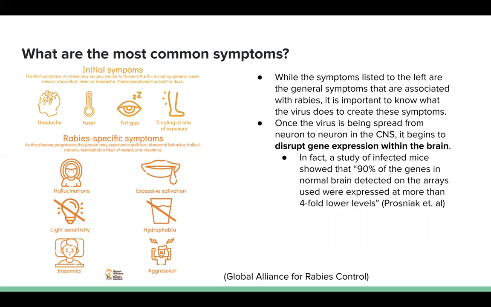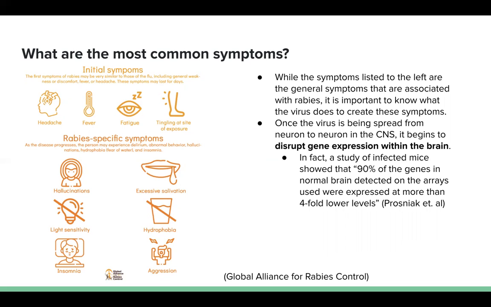However, it is important to understand how the virus itself creates these symptoms. The virus, once it has entered the central nervous system and has begun spreading across the neurons, has been shown to interfere with gene expression. In particular, the rabies virus downregulates normal gene expression activity within the brain. In fact, in a study done by Prosniak, Dietschhold, and Koprowski, scientists found that infected mice brains showed a steep decline in gene expression for 90% of the genes expressed by the brain in normal conditions.